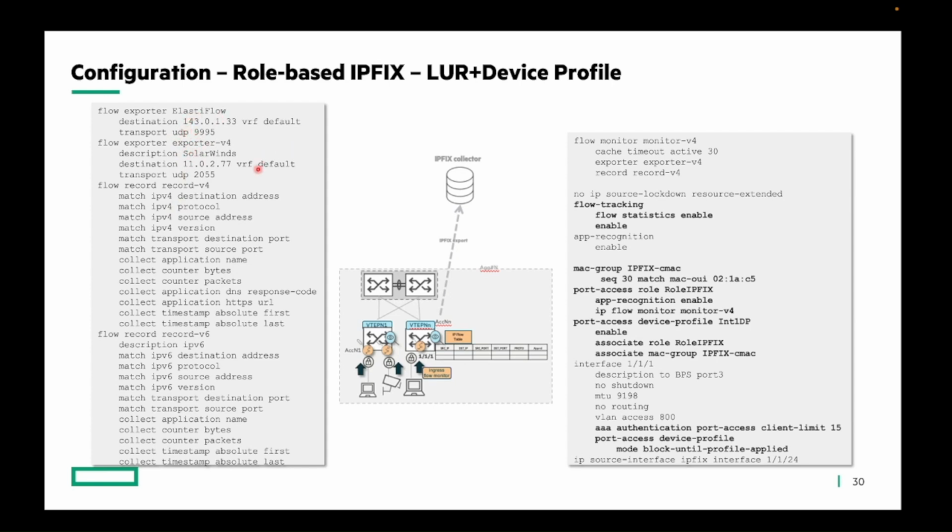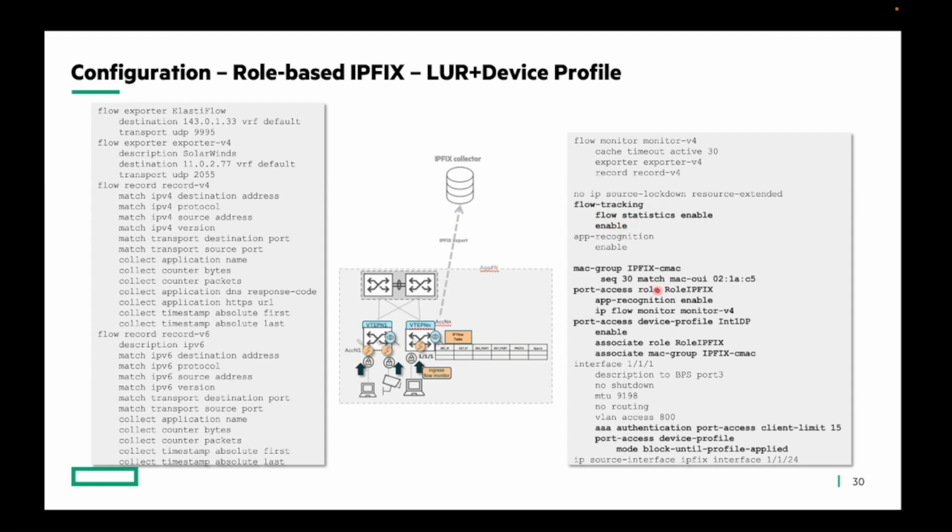So I can use multiple. There are 16 which I can leverage, right? I have explained that in the previous slides, how it is restricted and how many we can configure. And I'm using this record for IPv4 traffic. Same commands, flow tracking, flow statistics enable to get the role based working.